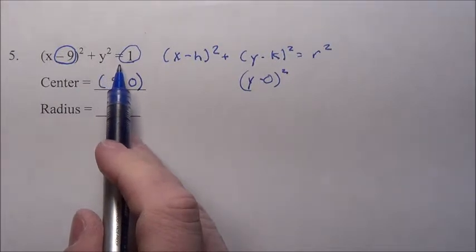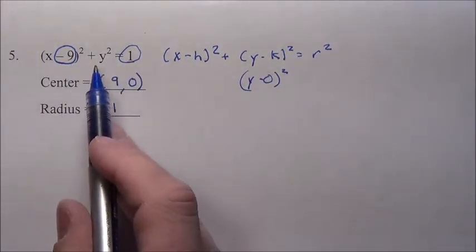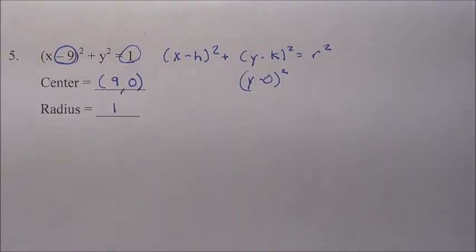So this equation, which is the equation of a circle, has its center located at (9, 0) with a radius of 1.